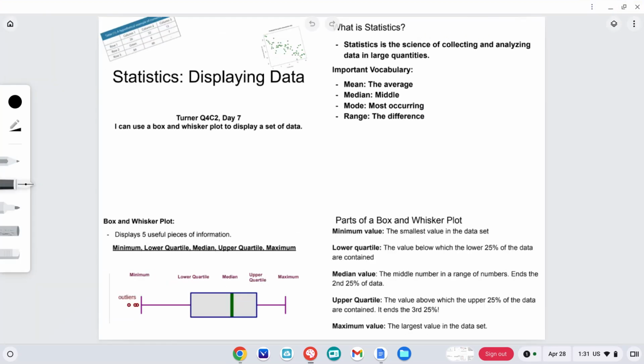Everybody. Today we are going to continue learning about statistics. Yesterday you all spent some time looking at mean absolute deviation. You had those 3 easy steps to find it. Today we're going to continue talking about some similar ideas. We're going to focus on some ways to display data, specifically box and whisker plots.